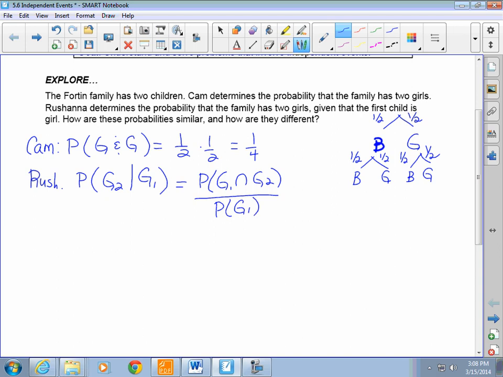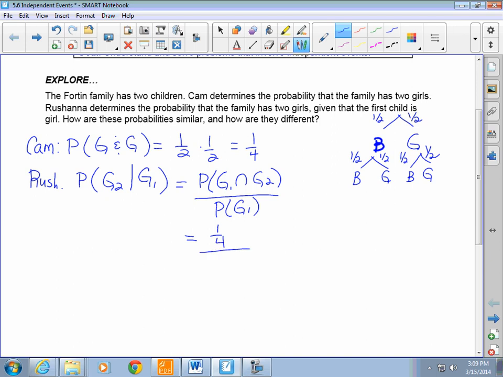So this was what we did with dependent events, the formula that we used. It was kind of tweaking the normal formula and using it this way. So the probability that the first child's a girl and the second child is a girl: well, first child a girl is 1/2. Second child a girl is also 1/2. So that would be 1/4.